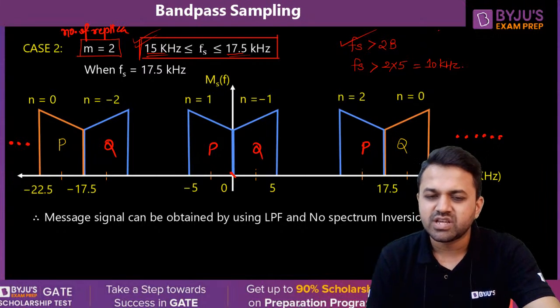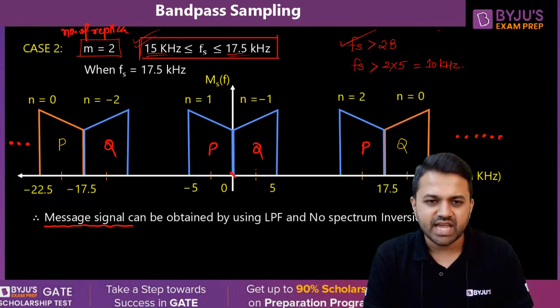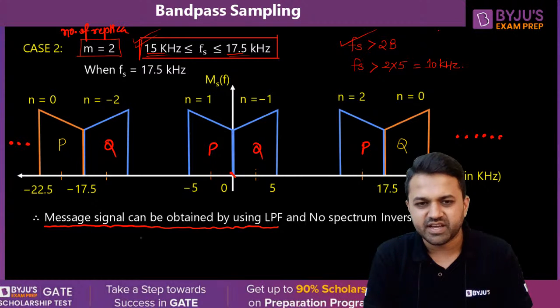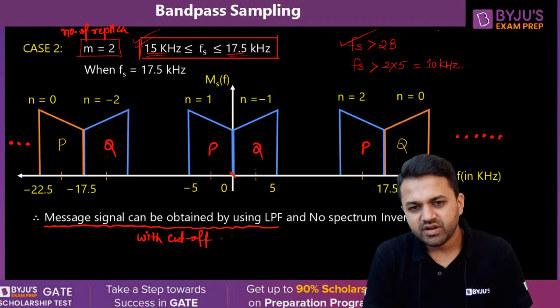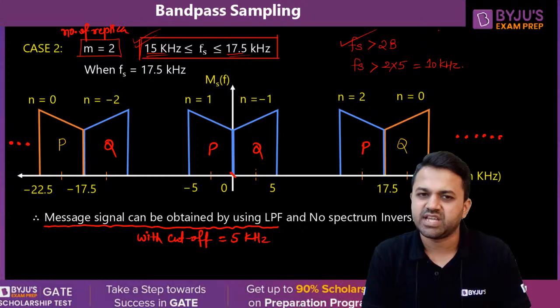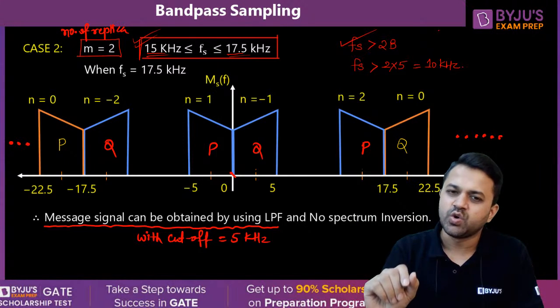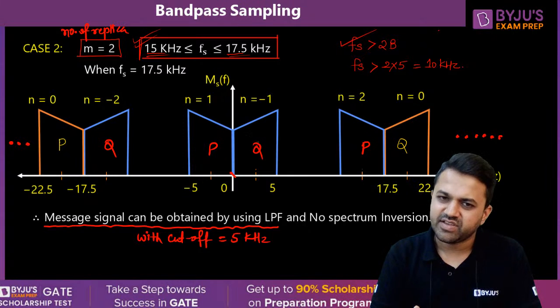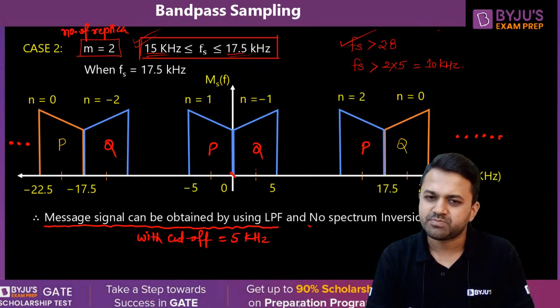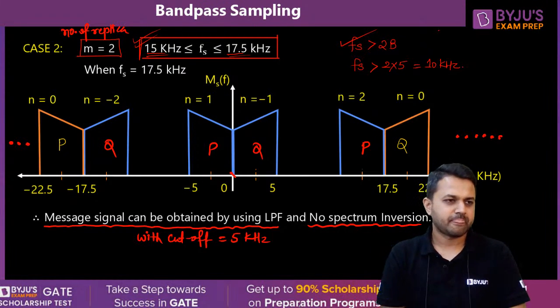So here we can use the low pass filter. The message signal can be obtained by using a low pass filter with a cutoff frequency of 5 kilohertz. And also no spectrum inversion has occurred, because P should be on the left hand side and P is still on the left hand side, and our original information had Q on the right hand side and it still has Q on the right hand side, so no spectrum inversion has occurred. Are you getting this?